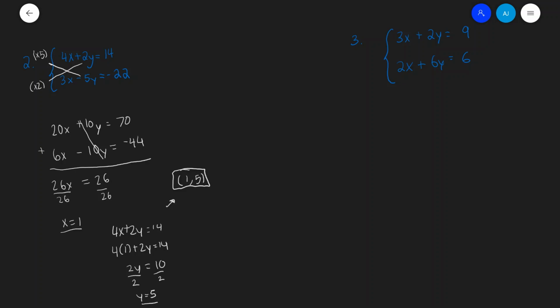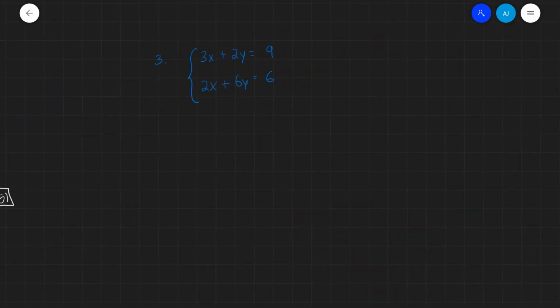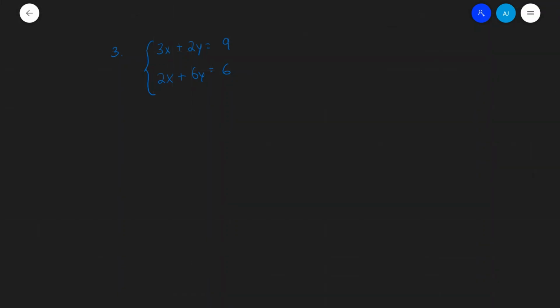Alright, so for the third example, I see that all the variables are on the left side in this case, and the constants are on the right side. So now I'm going to try to find a factor so I can cancel anything out. For the 3x and 2x, there's no factor that I can multiply just one equation by.